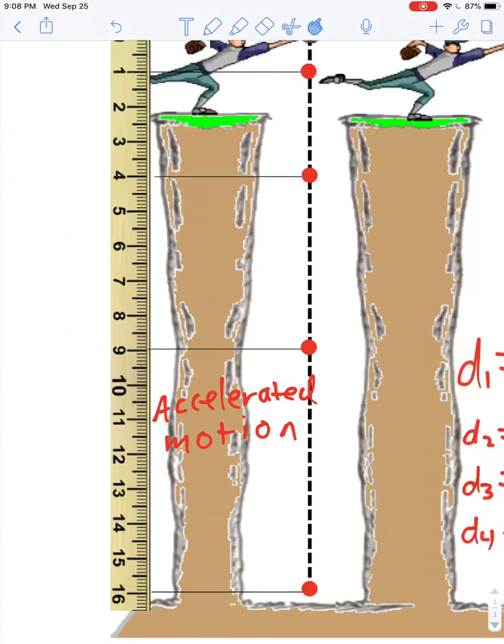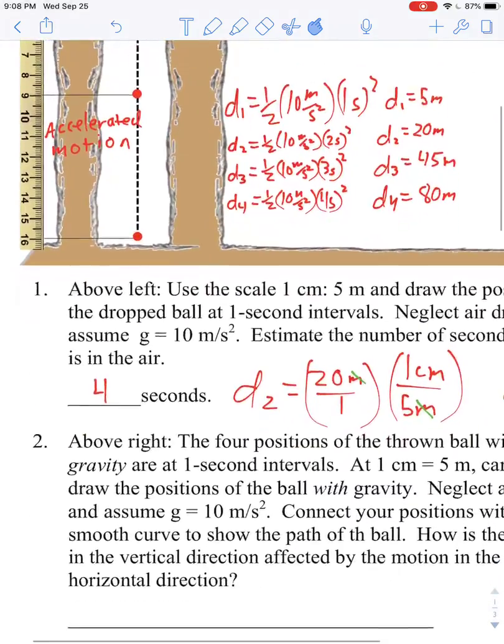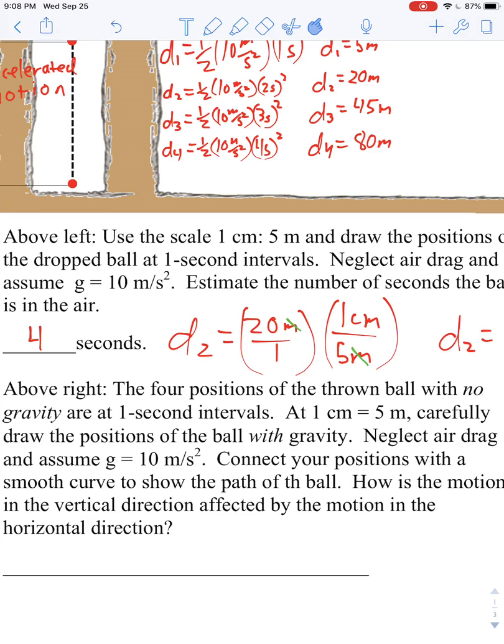Okay, and the point of all of this is that this idea of projectile motion is really a combination. It's a compound motion. So if I go back to the question here, I was reading along. Above right, the 4 positions of the thrown ball with no gravity are at 1 second intervals at 1 centimeter equals 5 meters. Carefully draw the positions of the ball with gravity. Neglect air drag, assume gravity equals 10 meters per second squared.